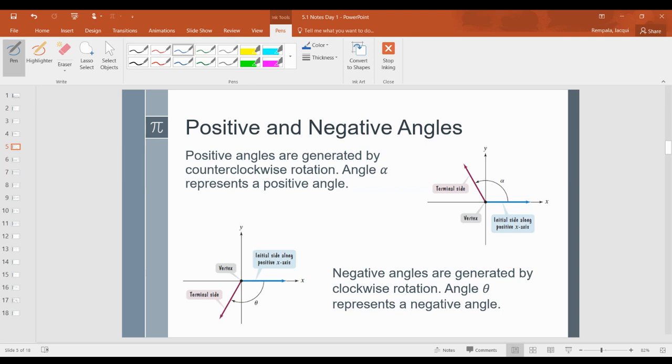If I look at the diagram down here below, once again, this is in standard position because the initial side is on the positive x-axis. Once again, the terminal side could really be anywhere, but notice that the arrow is going in a clockwise direction, because the arrow movement shows that it starts at the initial side and points towards the terminal side in a clockwise direction. So negative angles are generated in that clockwise direction. So in this picture, we've got that theta. This is representing a negative angle.